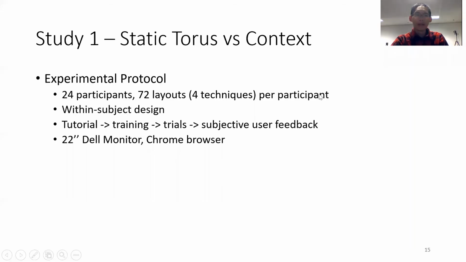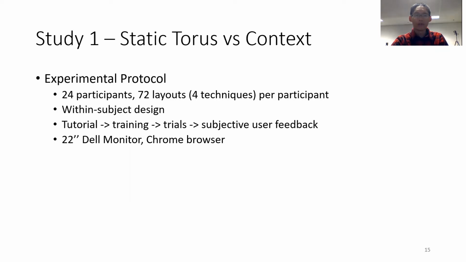Is our torus layout really better than non-torus? To answer this question, we recruited 24 participants. Each participant runs through 72 layouts of 4 techniques grouped into small, medium, and large classes. We used a within-subject design, so each participant went through the same set of trials.